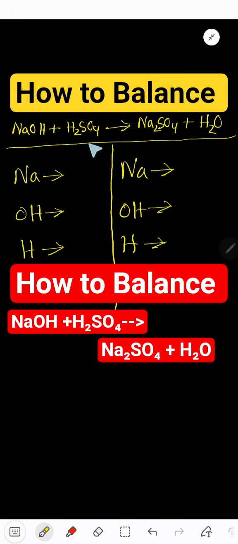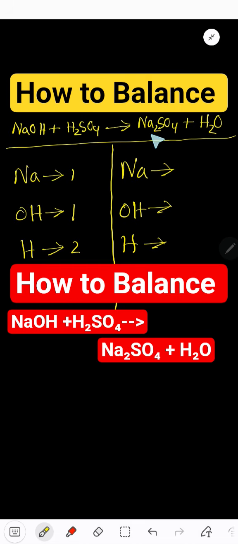How to balance sodium hydroxide plus sulfuric acid that produce sodium sulfate and water. Look, on the left hand side we have one sodium, then we have one OH, that is hydroxide ion, then here we have two hydrogen, and here we have one sulfate. This is a polyatomic ion, sulfate ion.